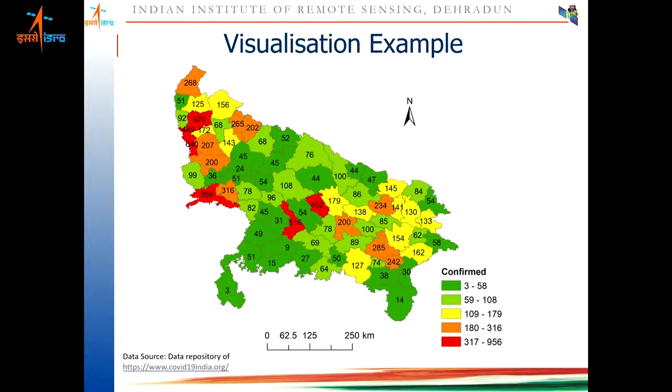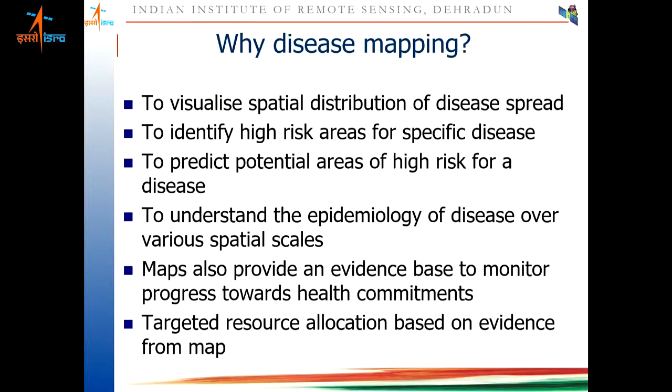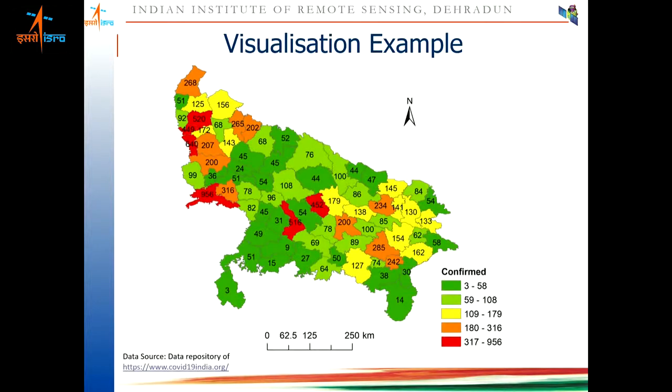We'll go to the next. Here in the first point we have seen the advantage of disease mapping is we can see the spatial distribution of disease spread. So here is an example. This is a map of coronavirus confirmed cases of Uttar Pradesh. If you are seeing these number of cases in the form of a table, you may not be able to get the spatial view of the disease spread in this state.